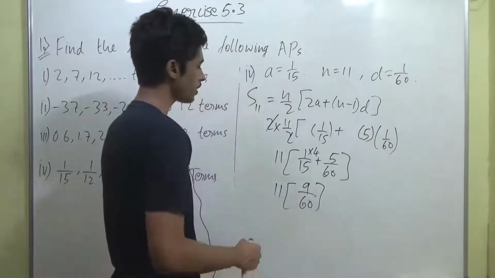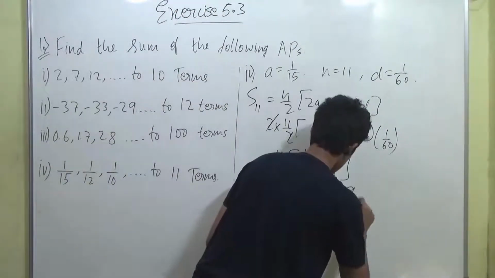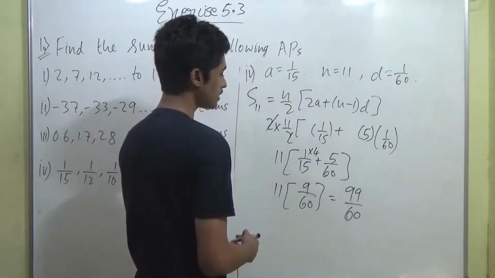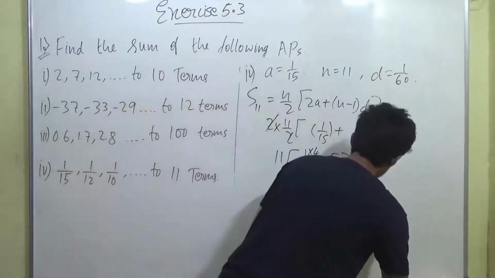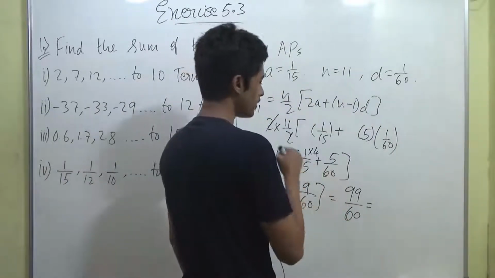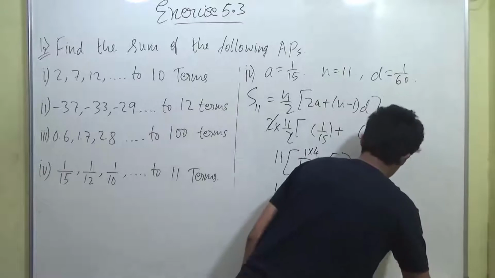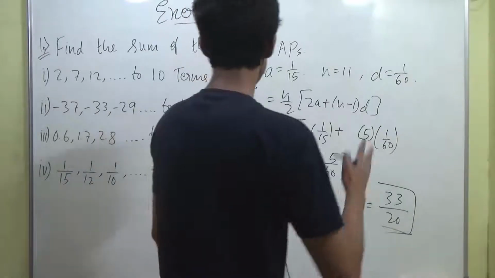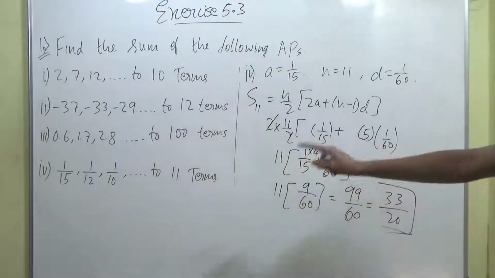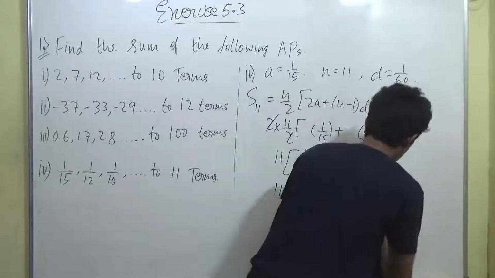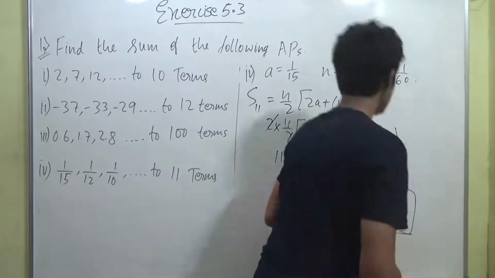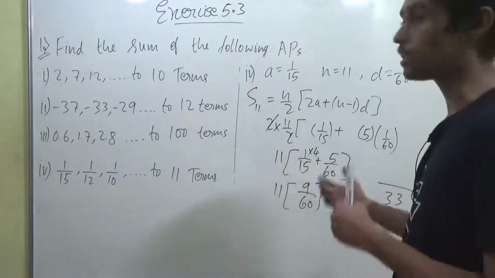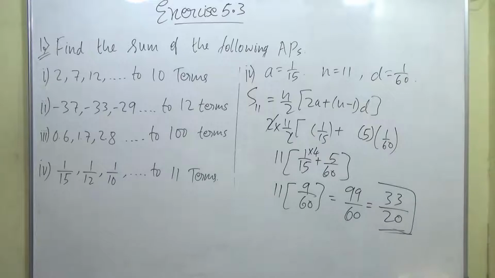So after simplifying, it's going to become 99 by 60. How? Because 11 into 9 is 99. 99 by 60. We can further simplify this. If we divide both numerator and denominator by 3, it's going to become 33 by 20. This is the final solution guys. So the sum of 11 terms of that series is 33 by 20. So this was your first question. You can take the screenshot guys. After this, let's go to the second question of this same exercise.